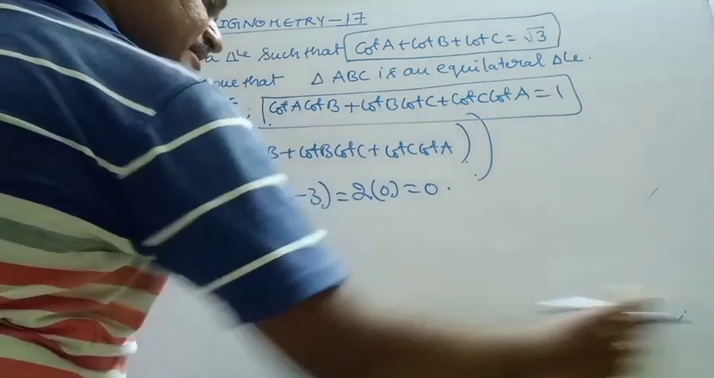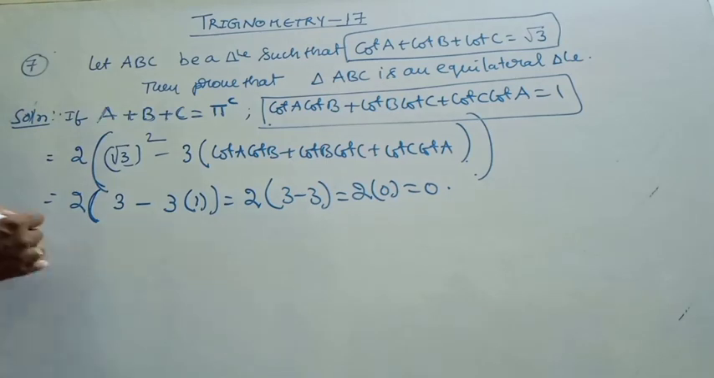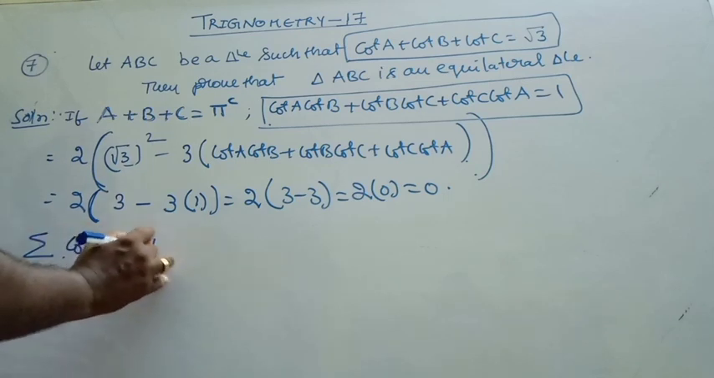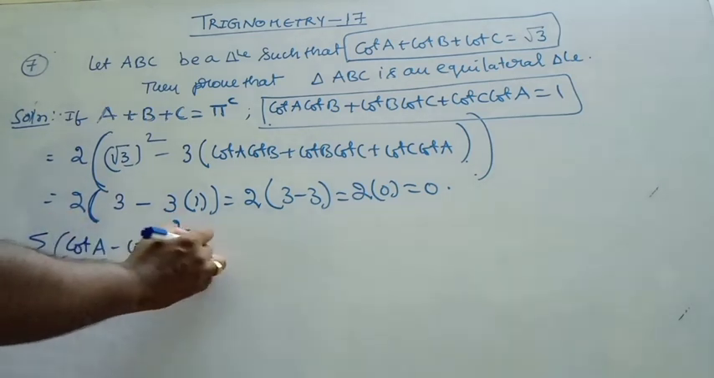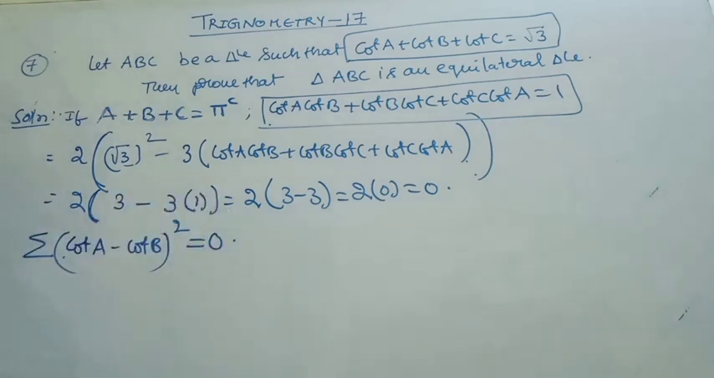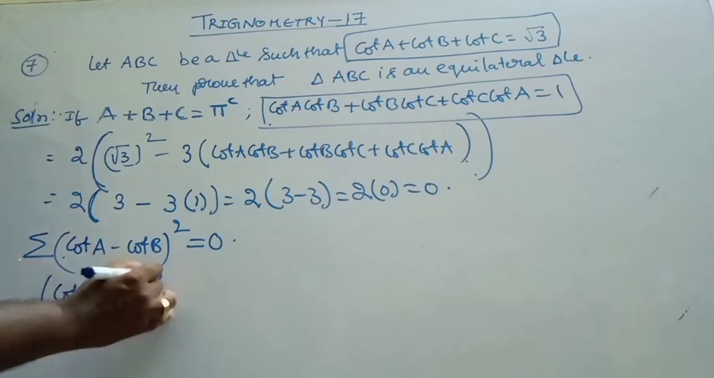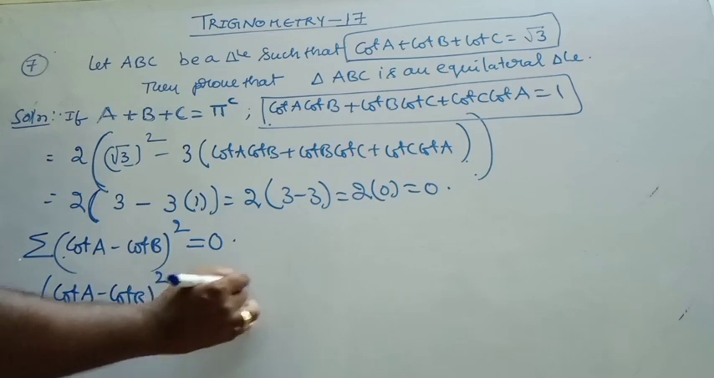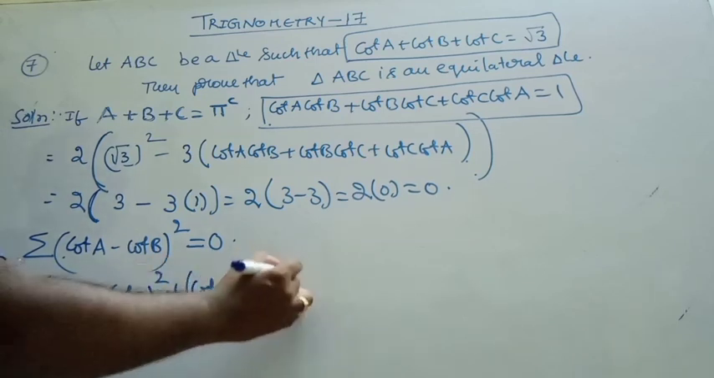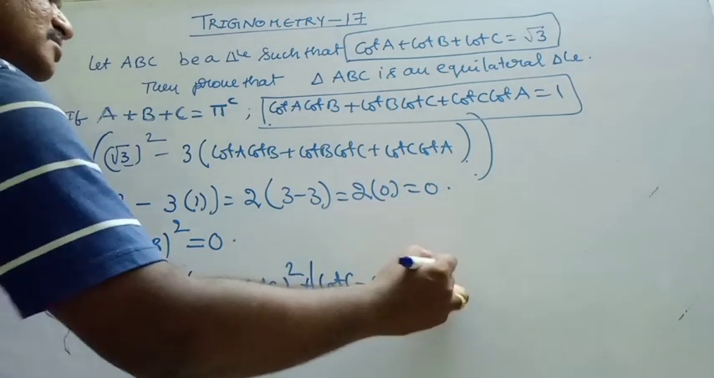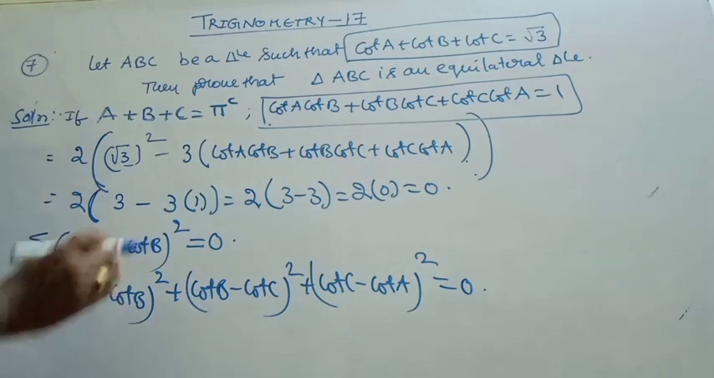That means, my dear students, what we did is actually sigma of cot A minus cot B whole square, and we have taken that as 0, right? You can observe very neatly that cot A minus cot B whole square plus cot B minus cot C whole square plus cot C minus cot A whole square is equal to 0, like this. Now these are perfect squares.